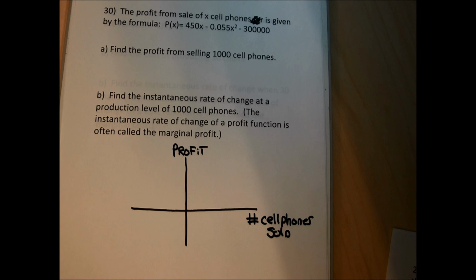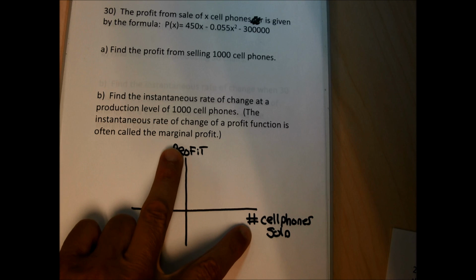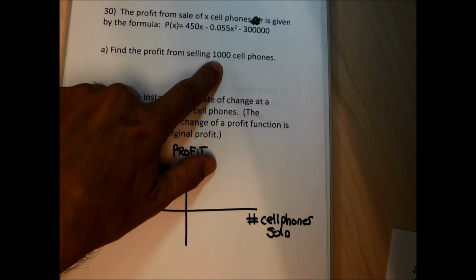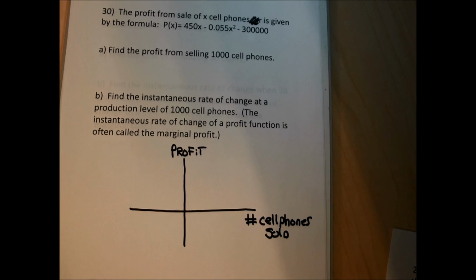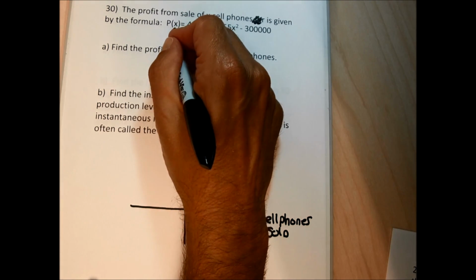When I'm asked to find the instantaneous rate of change, the units are going to be profit divided by the number of cell phones sold. It's kind of profit per cell phone sold. But before I get on to the instantaneous rate of change, this has a part A and a part B. And the part A is just to help us get used to understanding a new kind of function. So find the profit from selling 1,000 cell phones. There aren't any words in problem 30 that talk about instantaneous rate of change. So this is not an instantaneous rate of change problem. This is simply just understanding how the function works. This wants me to just take this 1,000 and plug it in for the x.